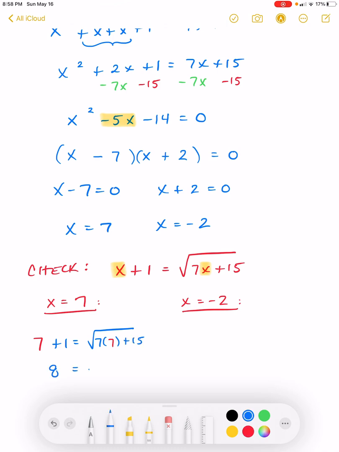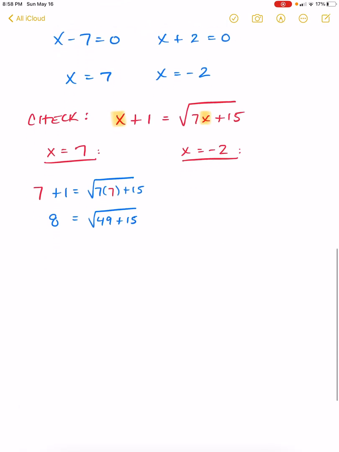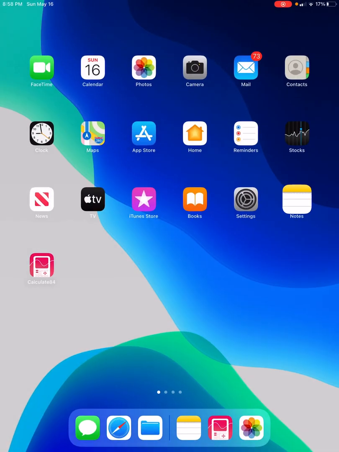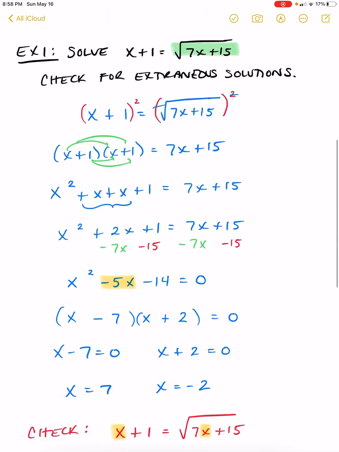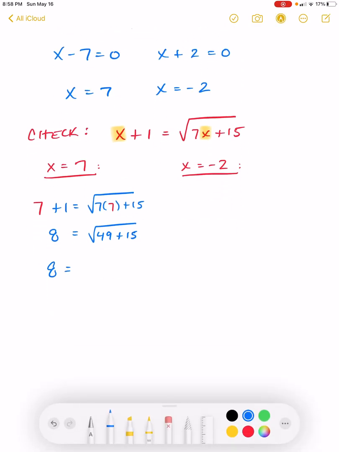All right, so let's keep working on this. This is going to be 8 equals the square root of 49 plus 15, which is going to end up giving us 8 equals the square root of 64, which is true. Okay, now over here, I'm going to plug in negative 2 for x. So it's negative 2 plus 1 equals the square root of 7 times negative 2 plus 15. All right, so what happens here is we get negative 1 equals the square root of negative 14 plus 15.